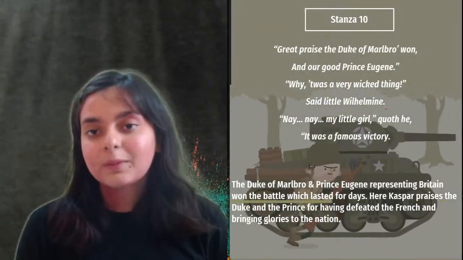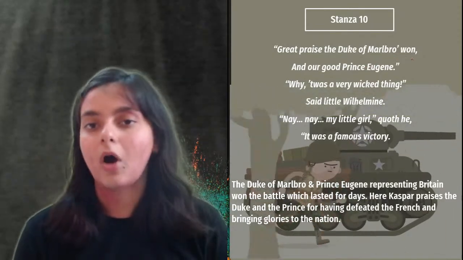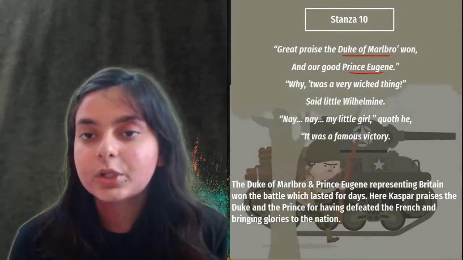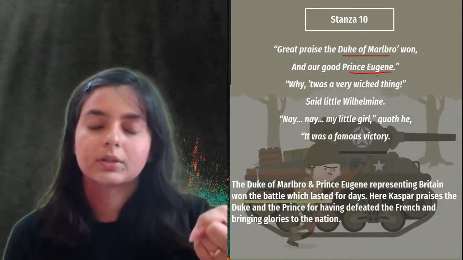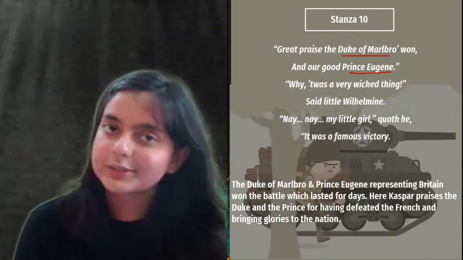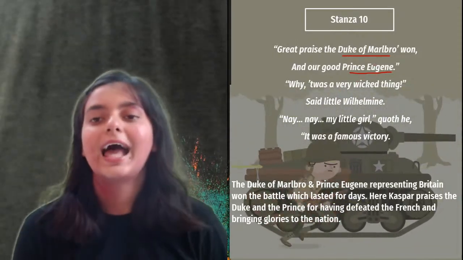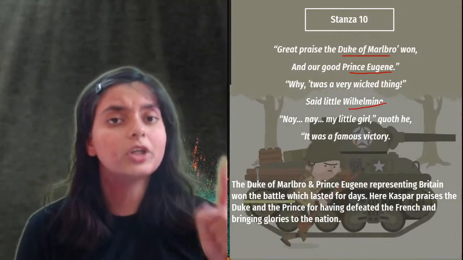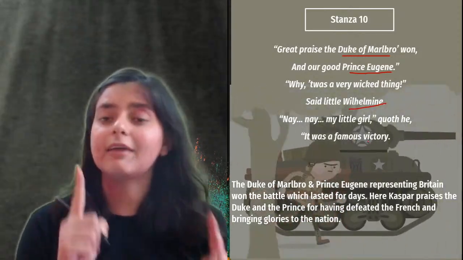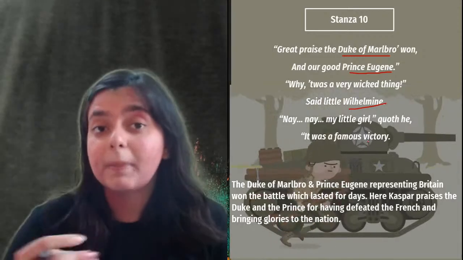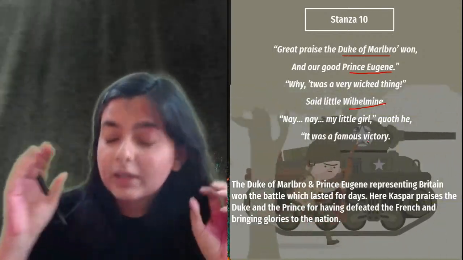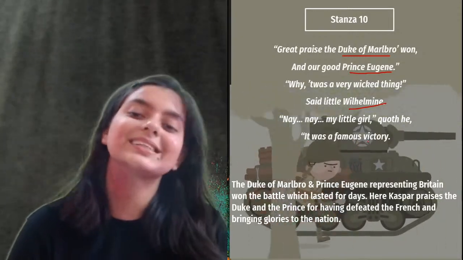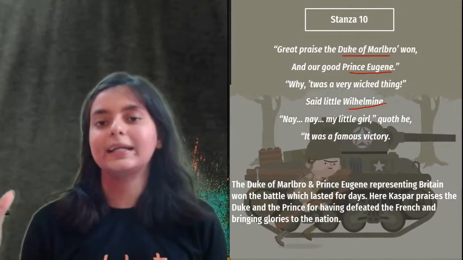Okay. Great praise the Duke of Marlborough won. So who is praised? The Duke of Marlborough, and good Prince Eugene. I have already talked about the historic background, and you also know a lot about it. So, why it was a very wicked thing, said little Wilhelmine. Don't you also think, just like Wilhelmine, that if war is causing such great destruction, stripping you off from your humanity, is war a good thing? Or do you also consider, just like Wilhelmine, that war is a wicked thing?